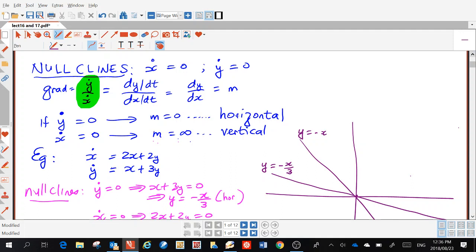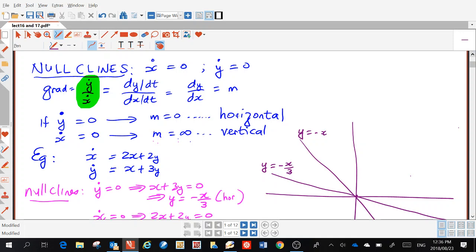Why is that important? Because if you take y dot and x dot, it's actually the gradient, dy/dx. So if the numerator is 0, the gradient is 0. If y dot is 0, gradient is 0, so you're talking about something that's horizontal, no gradient. On the other hand, if x dot is 0, the denominator is 0, you're dividing by 0, that's infinite. That means a vertical gradient.